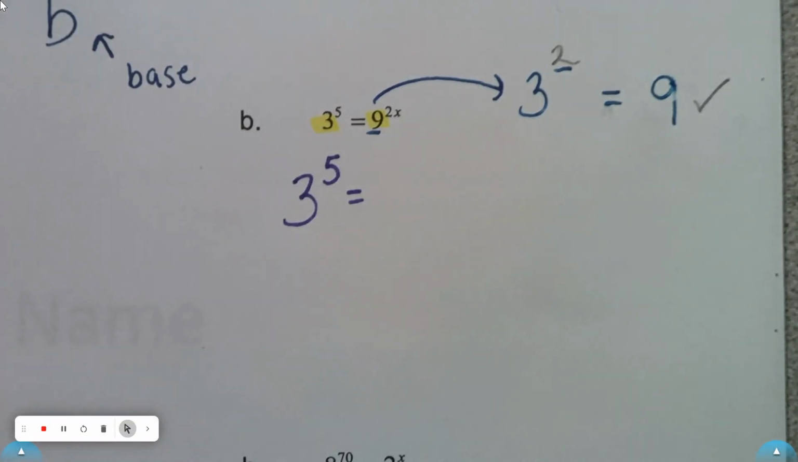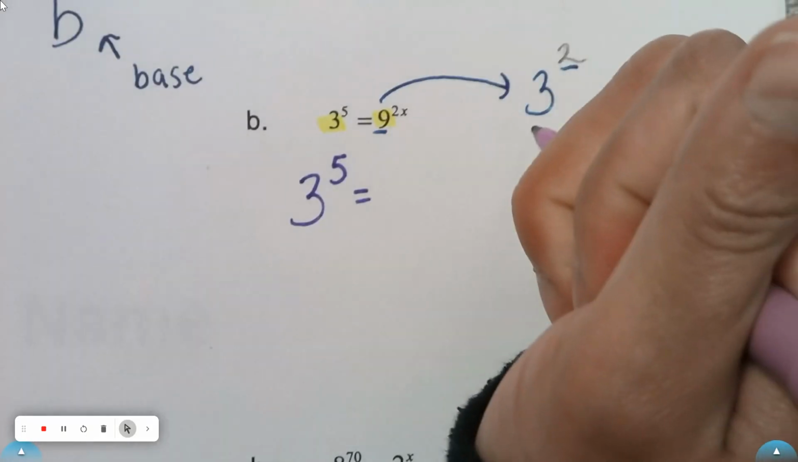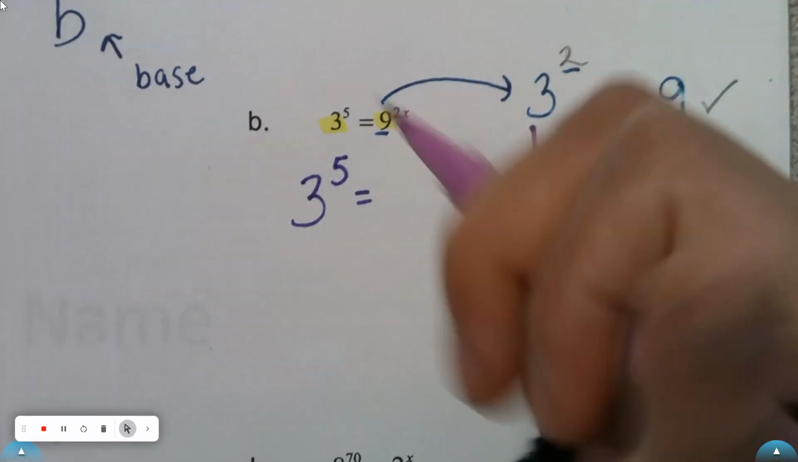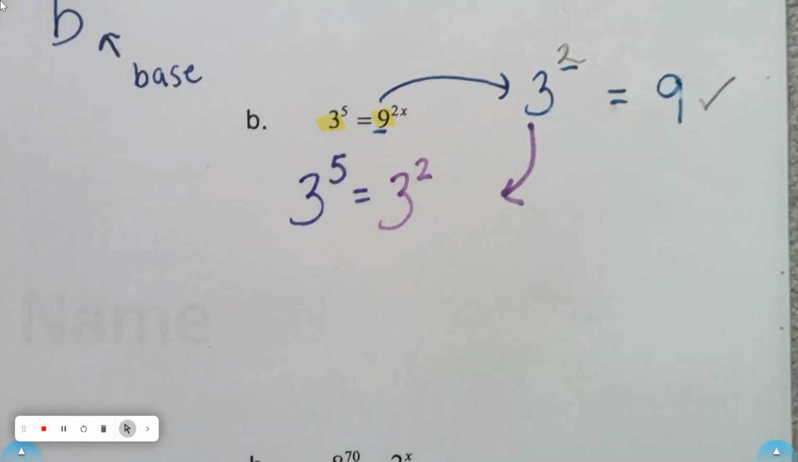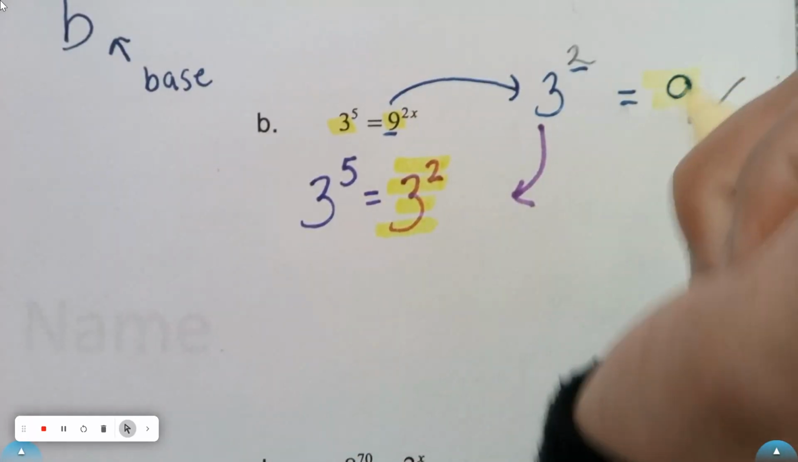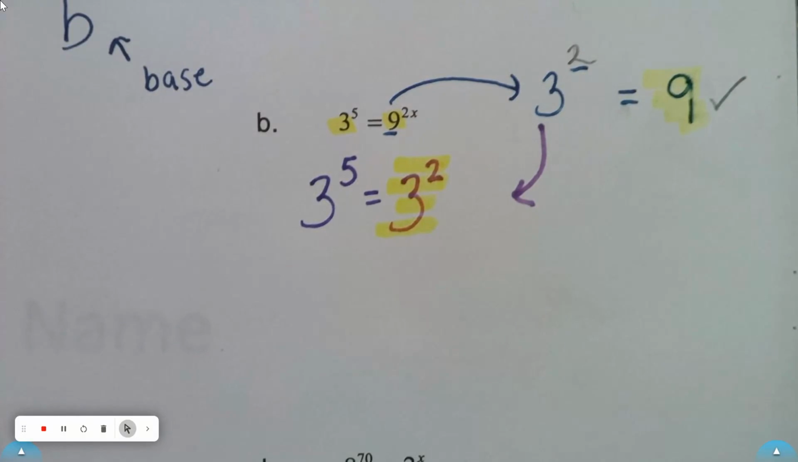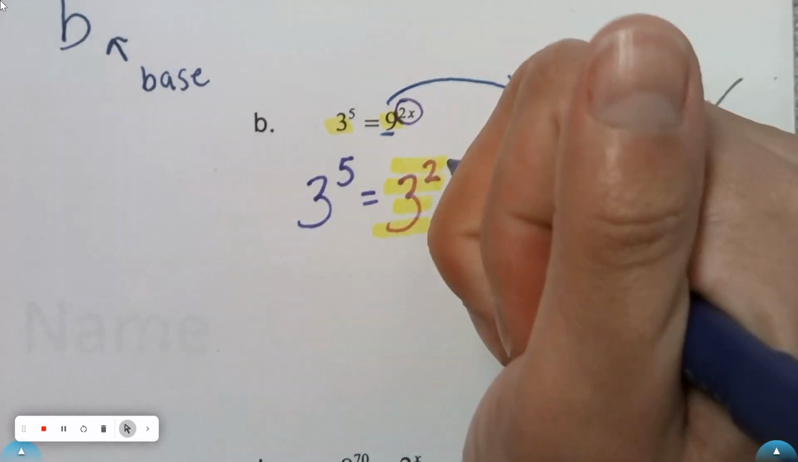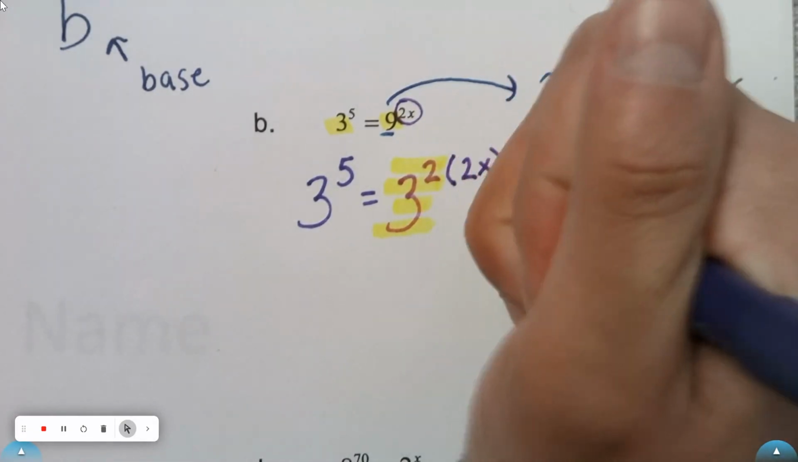Now that I changed my 9 to a 3, I'm going to put that back over here. So this becomes 3 to the second power. This is the same as the 9, right? Because 3 to the second power is 9. However, the other thing that you have to include is this 2x. So I'm going to include it right next to the 2, but I'm going to keep it in parentheses.